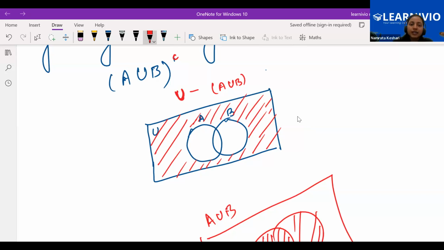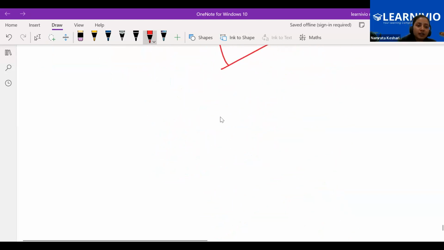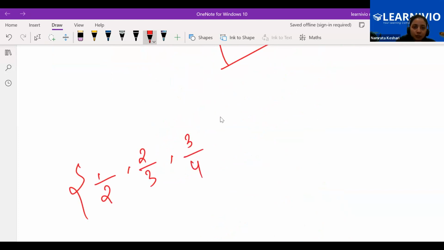Now there was a set which was represented in roster form like this. The element of set 1 by 2, element of set 2 by 3, element of set 3 by 4, element of set was 4 by 5, and element of set was 5 by 6, 6 by 7. Like that we were having the elements of the set. Now we have to represent the set which is given in the roster form in set builder form. So what can be written for that? Naufal?